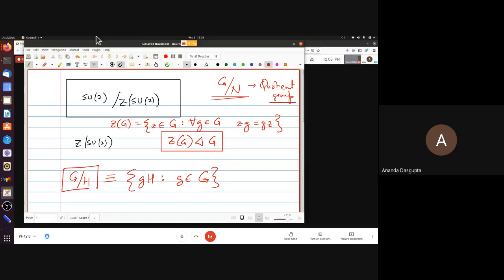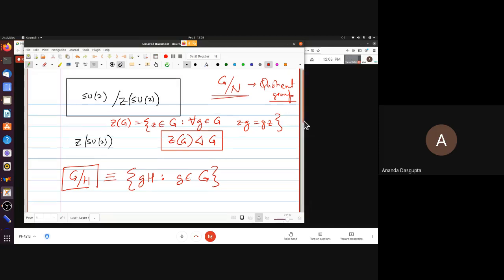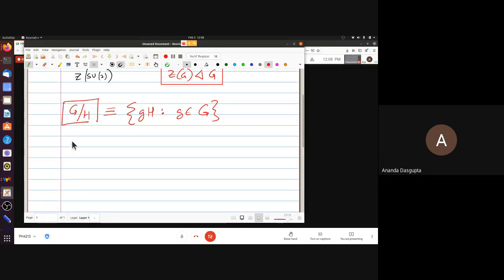Having said that, let's come back to this particular case where Z is a normal subgroup. So this is really a quotient group. So the first step would be to find Z. So what exactly is this Z of SU(2)?